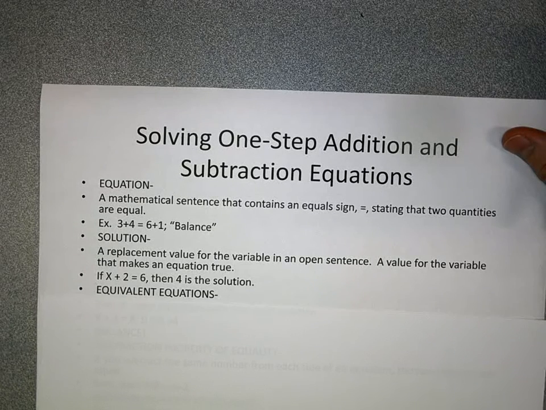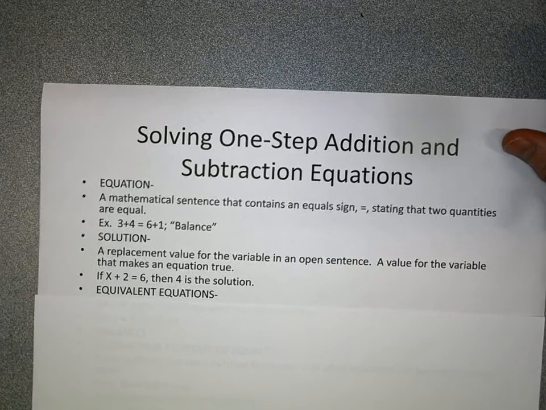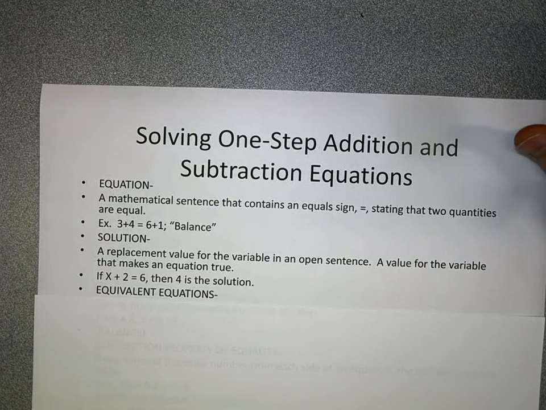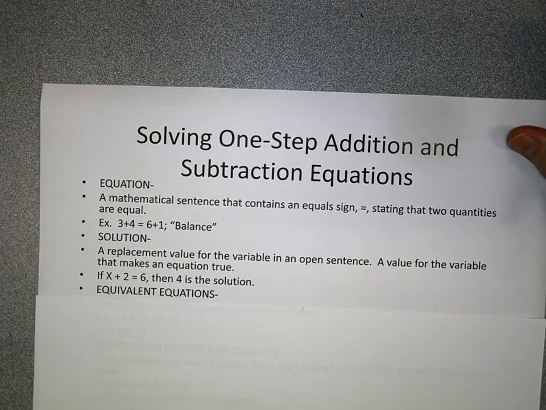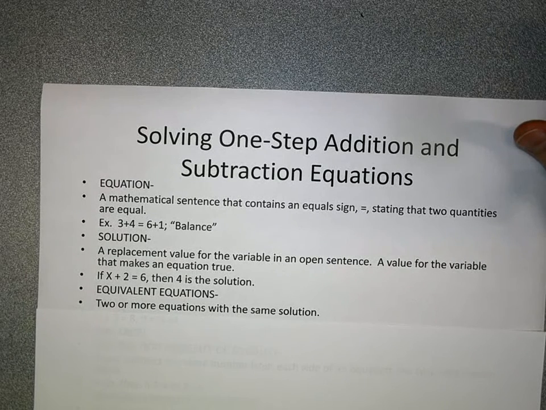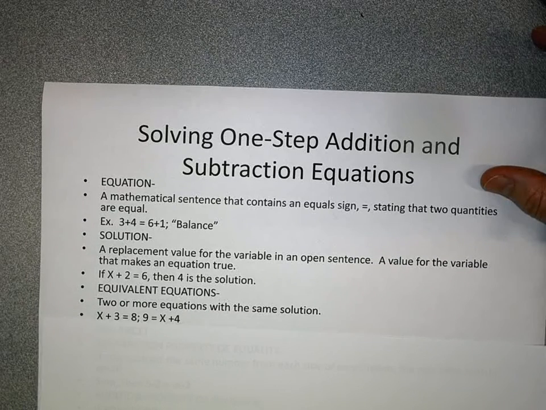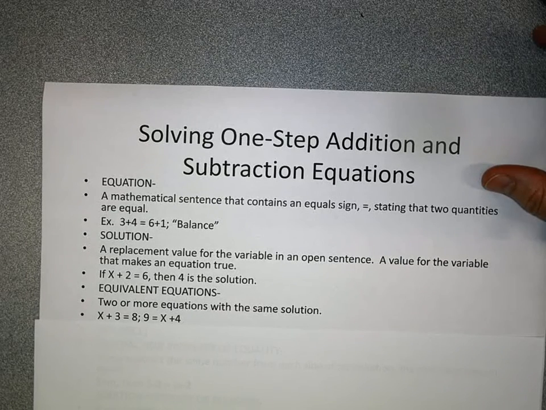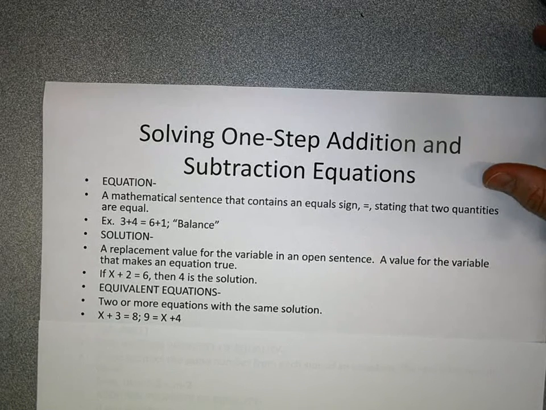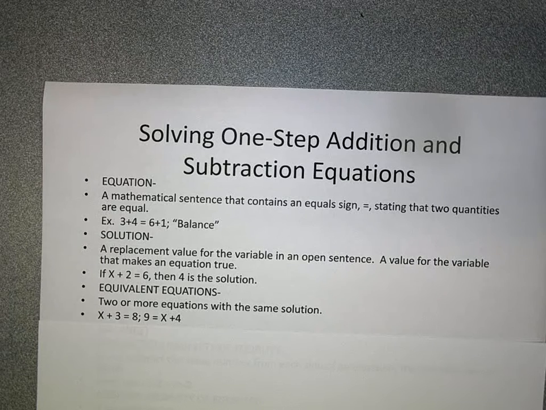Our next phrase is equivalent equations. The book says this is two or more equations with the same solution. So for example, x plus 3 is equal to 8, and 9 equals x plus 4. If you notice, in both of them they have the same solution. X being 5 worked for both of them.